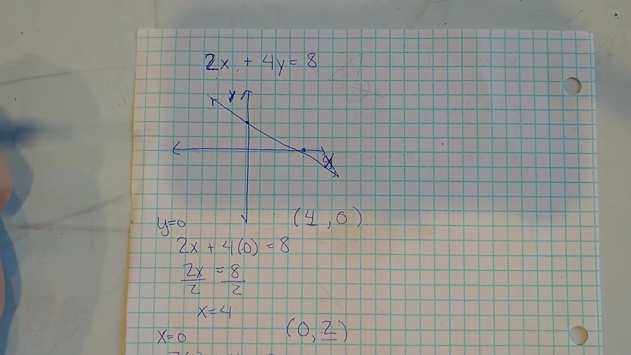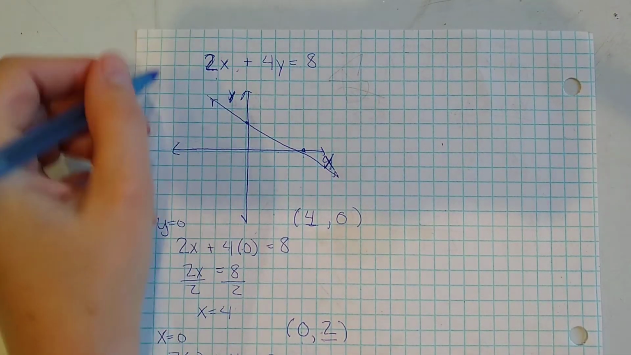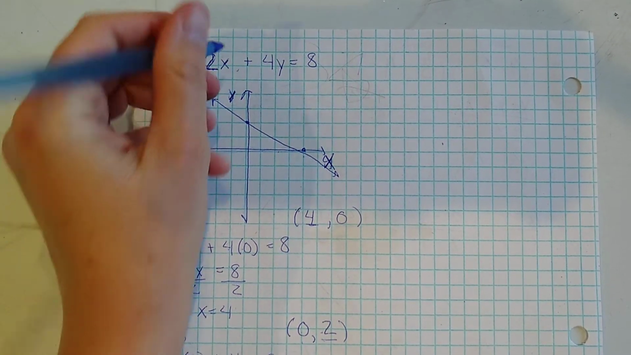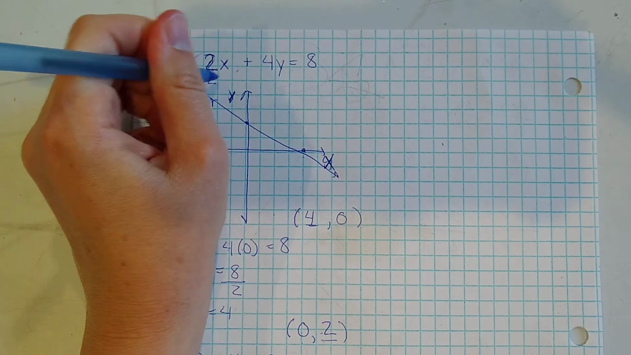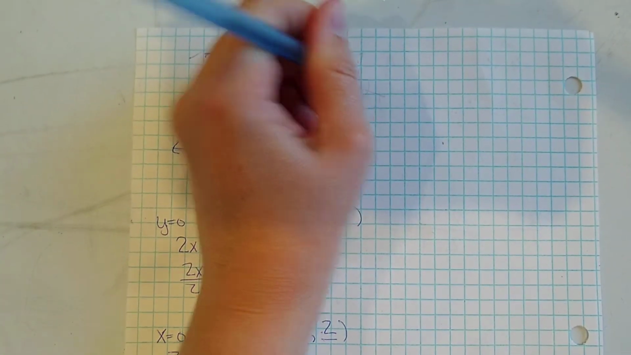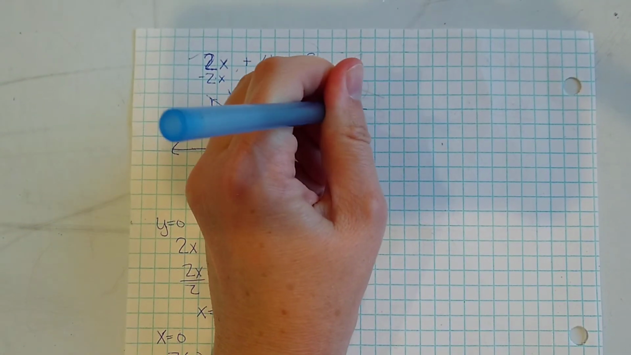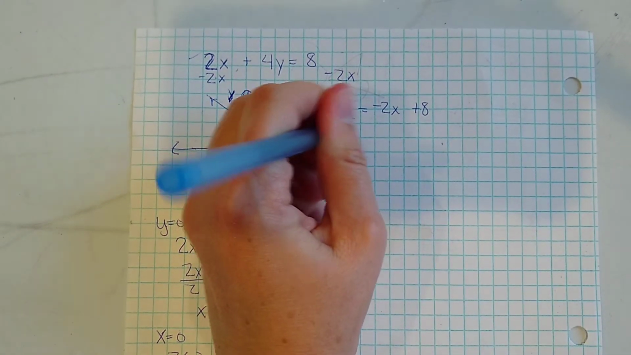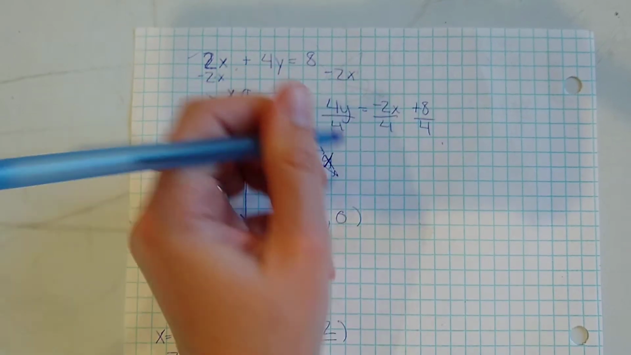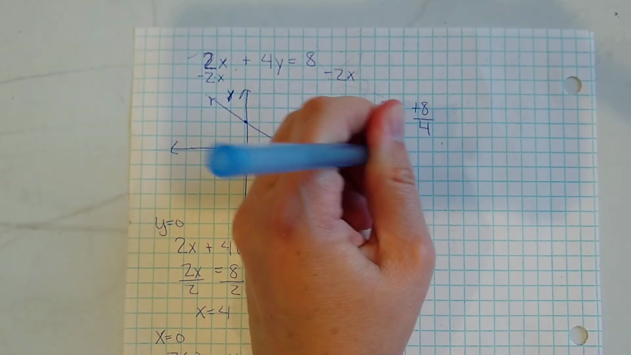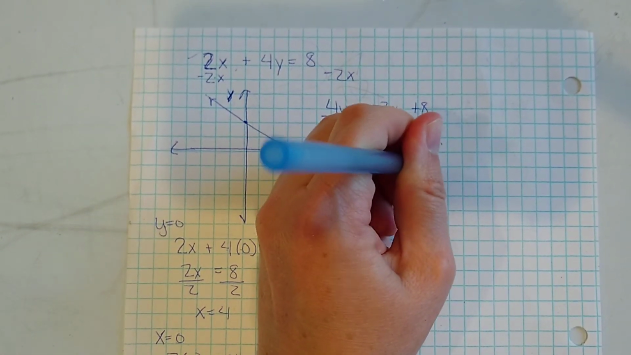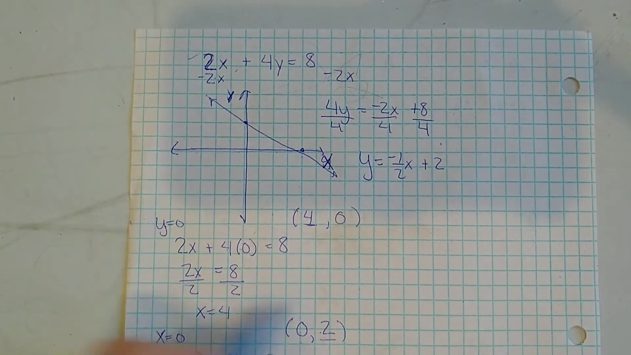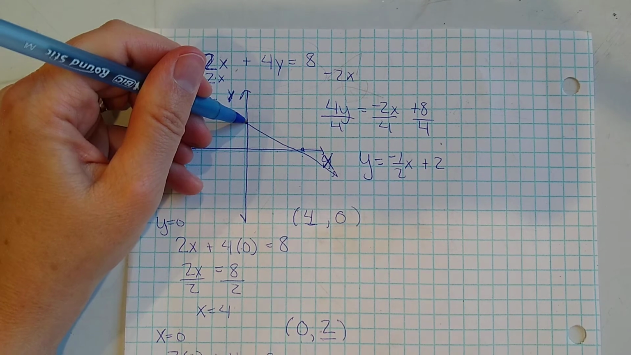You can also, like I said before, if that's not something you want to learn, change this into slope-intercept form. We can subtract 2x from both sides, which gives me 4y equals negative 2x plus 8. Divide everything by 4, and I get y equals negative 1/2 x plus 2. My y-intercept is 2, but we figured that out down here, so good thing they correlate.